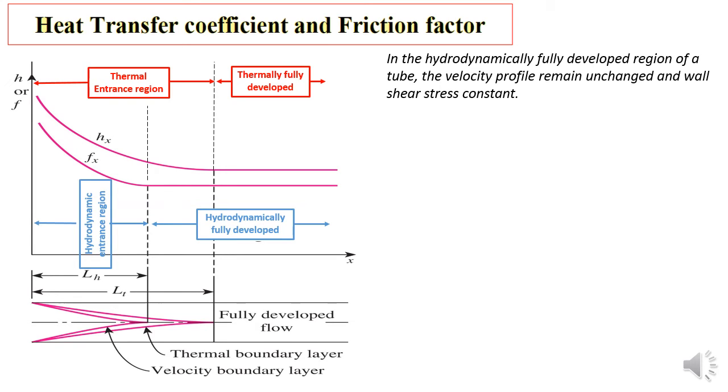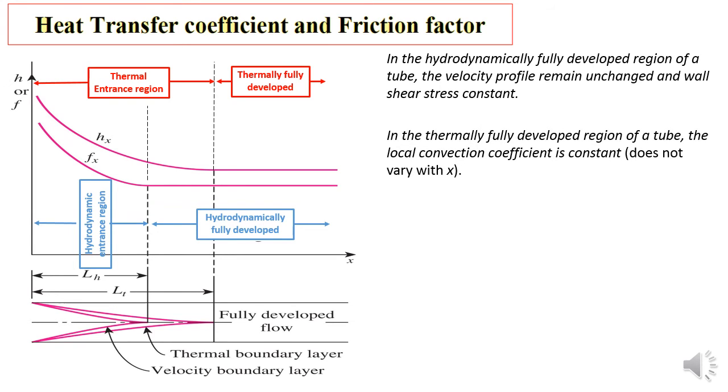Thermally fully developed region. In the thermally fully developed region of a tube, the local convection coefficient is constant, does not vary with x. As you can see, starting at the thermally fully developed region line, the hx, which is the convection heat transfer, turns out to be constant, which does not vary with the distance x.